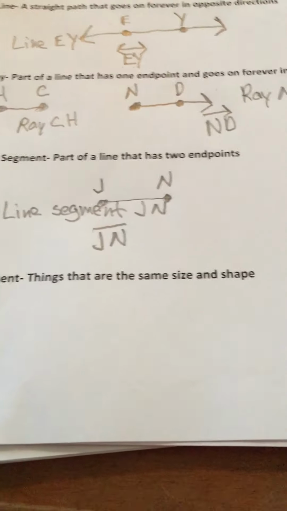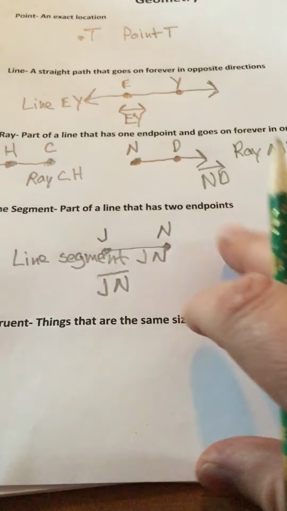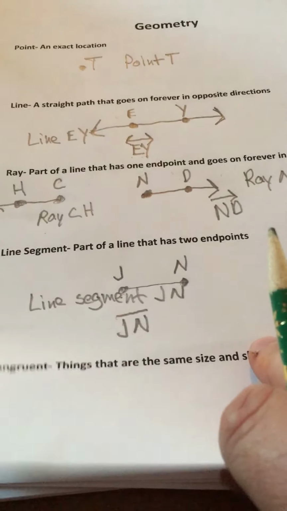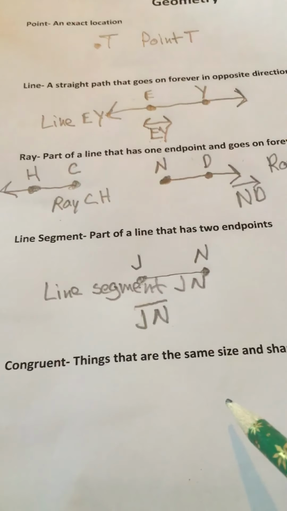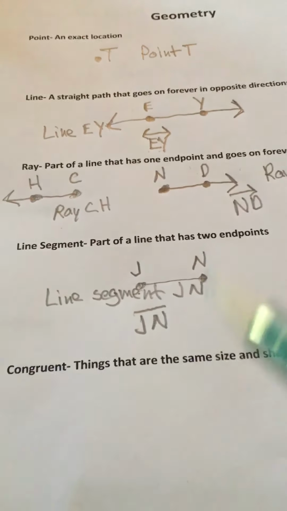Congruent, things that are the same size and shape. That's just on there. Okay? Not to, they could be different colors. All right? They're still congruent. Things that are the same size and shape.